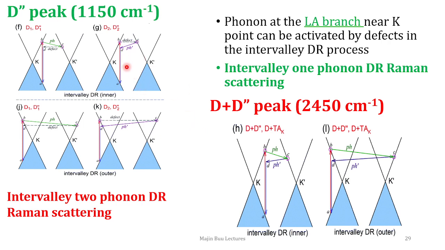As far as the D double dash peak is concerned, you have a phonon at the LA branch, the longitudinal acoustic branch, that can be activated by the defects in the intervalley double resonance process. Also, the D plus D dash combination peak that is seen at around 2400 centimeter inverse wave number occurs because of the intervalley two phonon double resonance Raman scattering, as seen here.